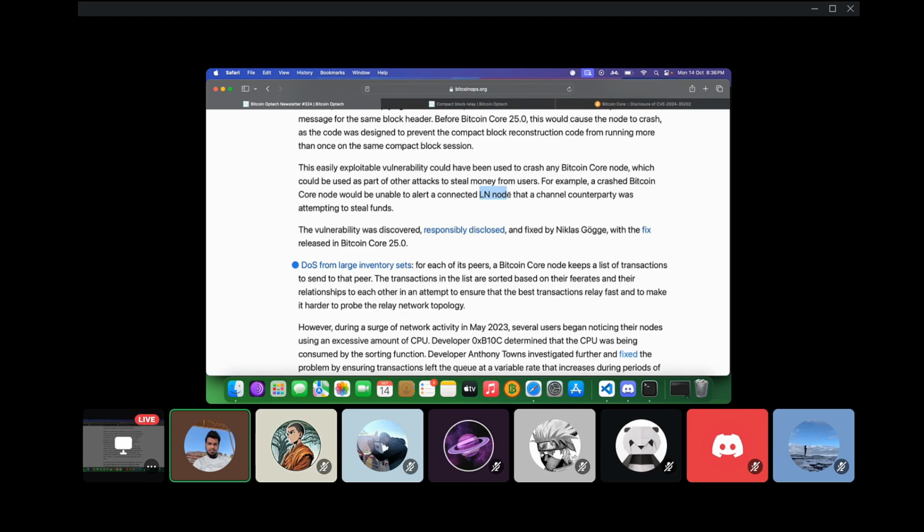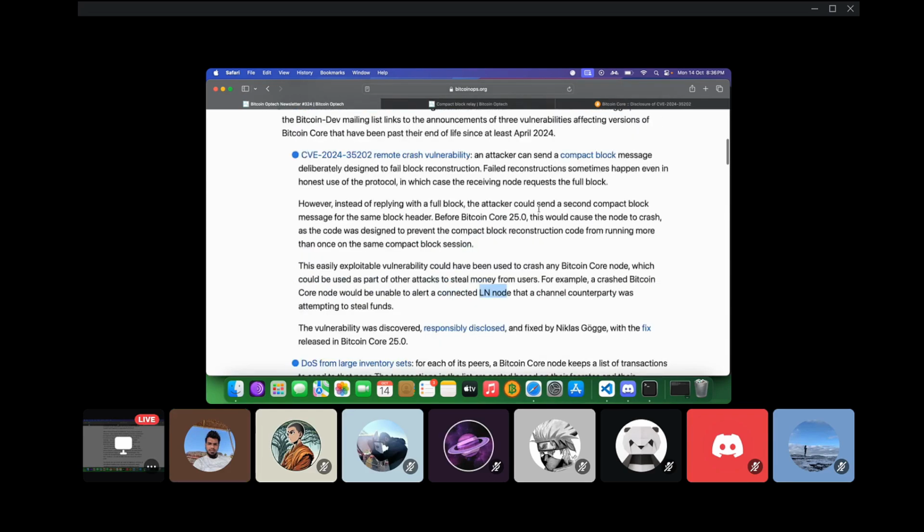And if your Bitcoin node does not come back online before the time lock expires of the HTLC of your Lightning network, then you might end up losing all your funds. So this is another threat of crashing a Bitcoin node which is connected to a Lightning node. So this is what the first vulnerability was.